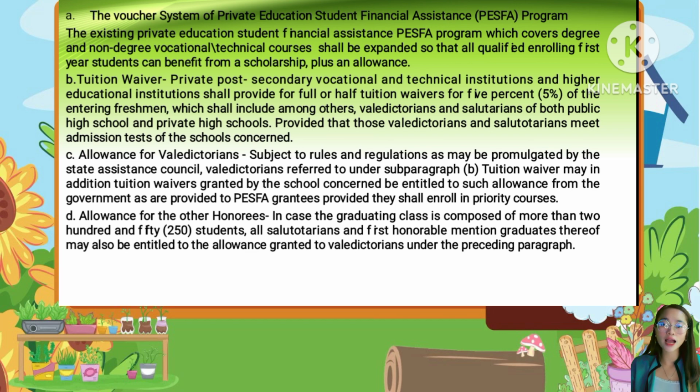Next is allowance for other honors. In case the graduating class is composed of more than 250 students, all salutatorians and first honorable mention graduates may also be entitled to the allowance granted to valedictorians under the preceding paragraph.